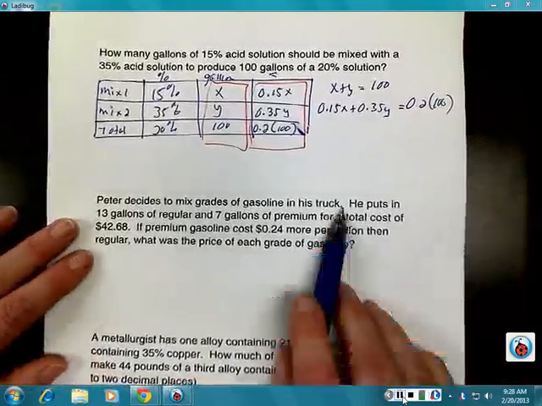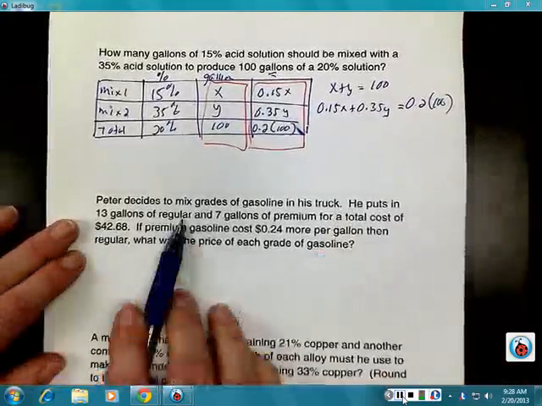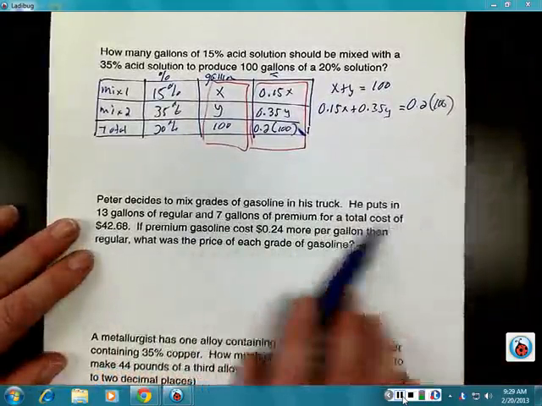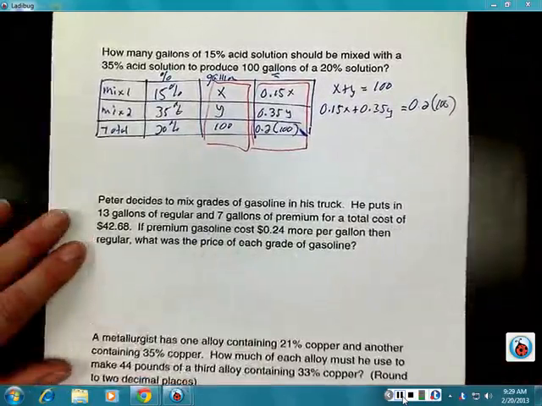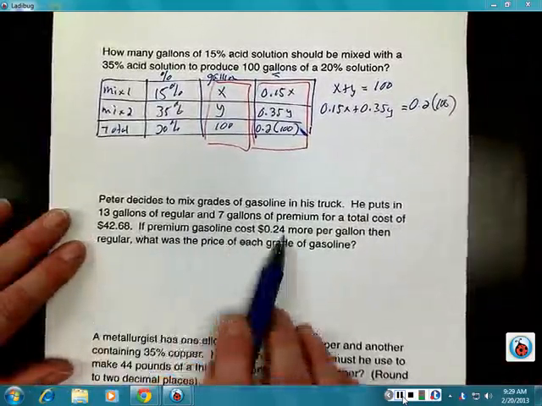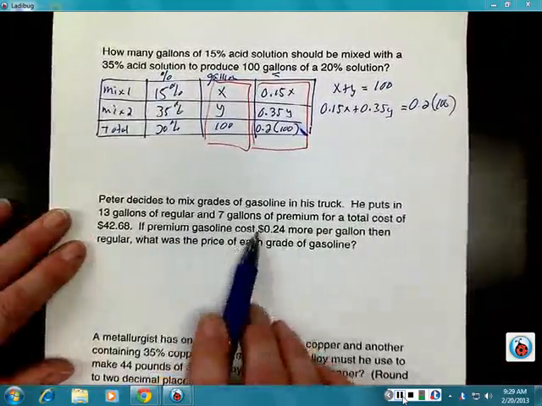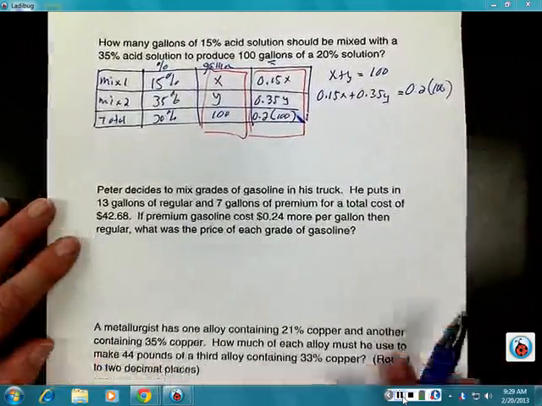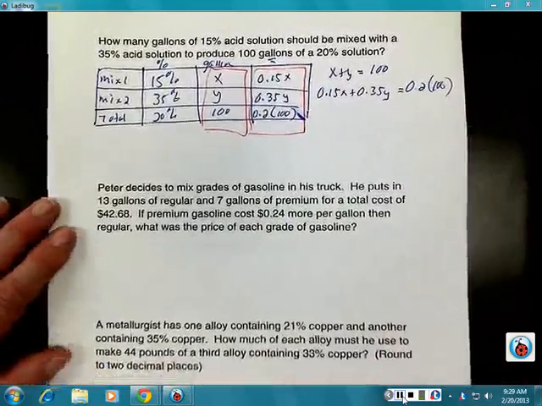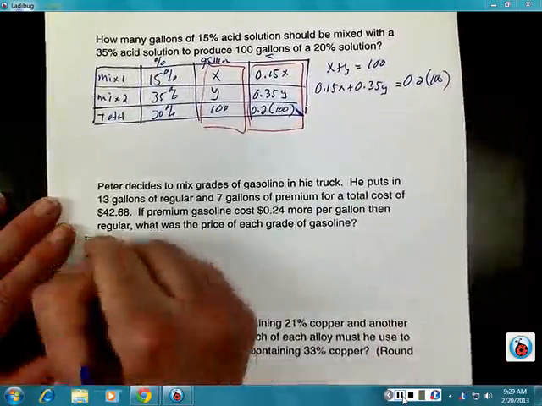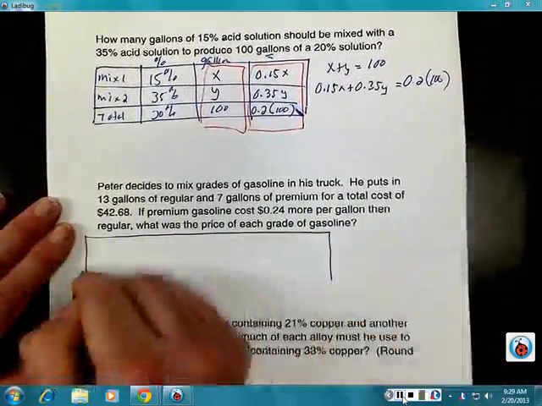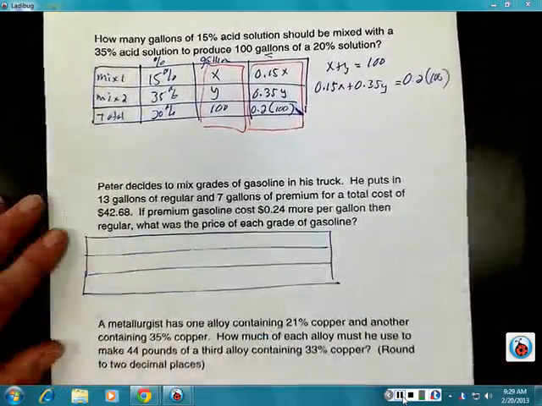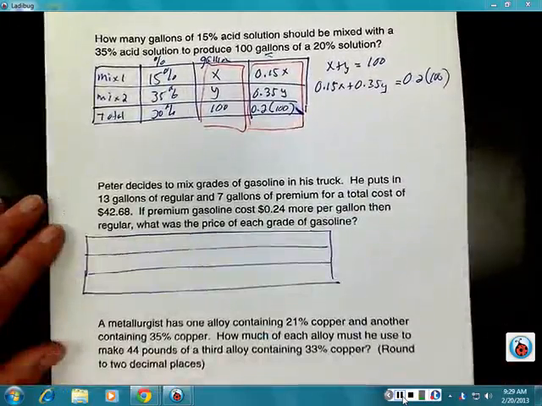Next one. Peter decides to mix grades of gasoline in his truck. Why do you want to do that? I have no idea. He puts in 13 gallons of regular and 7 gallons of premium for a total cost of $42.68. If premium gasoline is 24 cents more per gallon than regular, what was the price of each grade of gasoline? Can I chart this? Let's see what we get when we chart this.